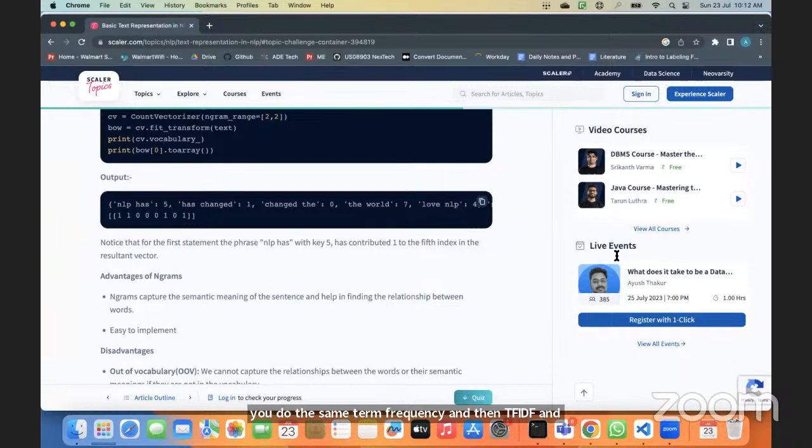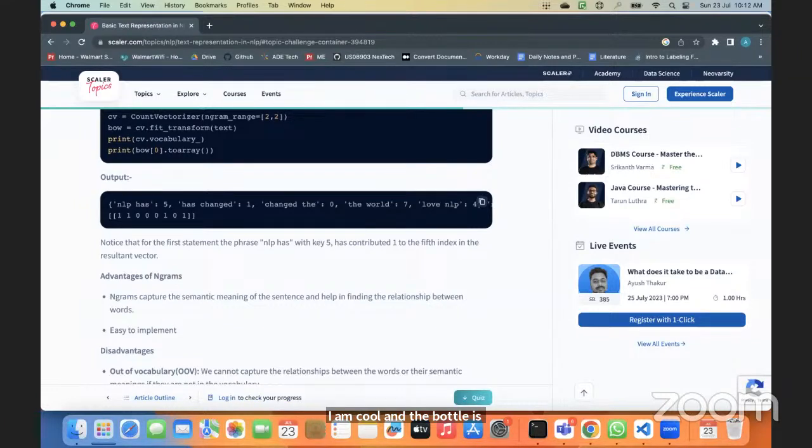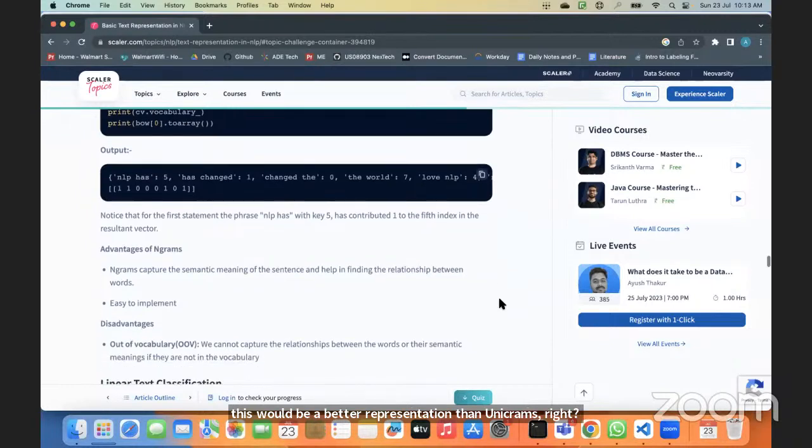So "I am cool" and "the bottle is cool" would become your trigrams: "I am cool" and "the bottle is" and "bottle is cool". Instead of having 5 different words, you'll have 3 different trigrams. These will now be used to calculate your TF-IDF score, or term frequency. And this would be a better representation than unigrams, right? It's trying to encode both the positional information and the context.